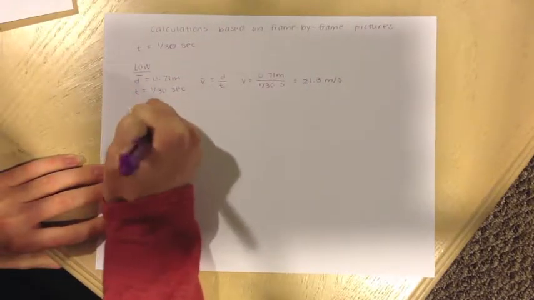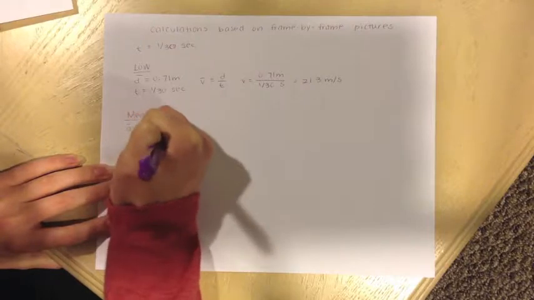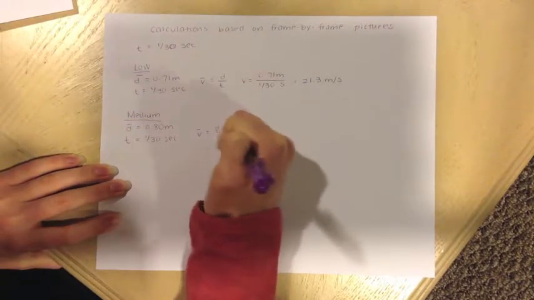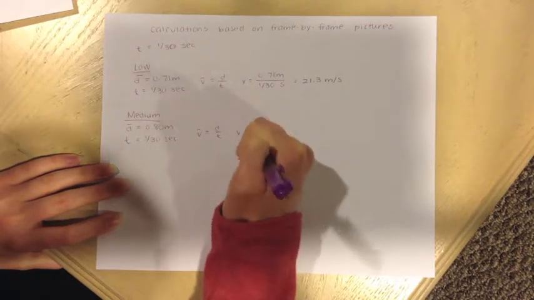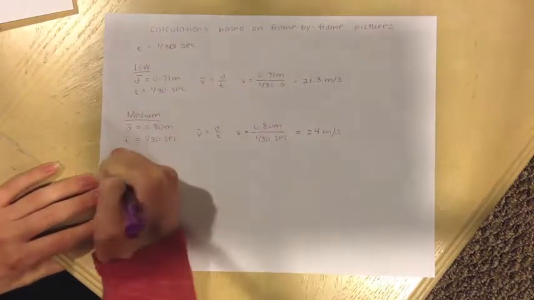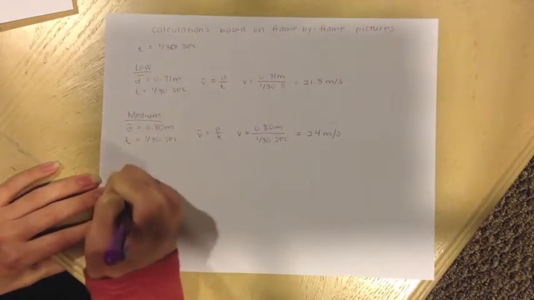And then we performed this calculation for the low, medium, and high trials, and we got 21.3 meters per second, 24 meters per second, and 27.6 meters per second. Since the rocket is an object in freefall, the acceleration always remains constant at negative 9.8 meters per second squared.